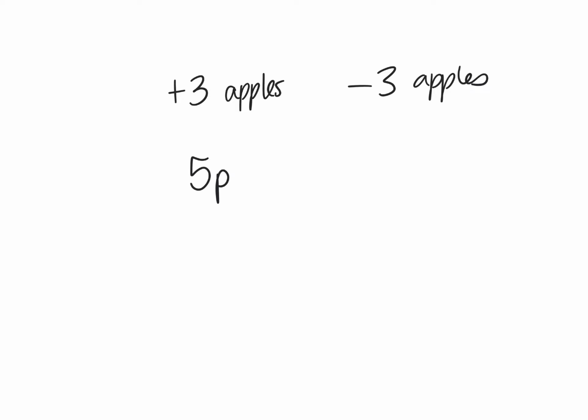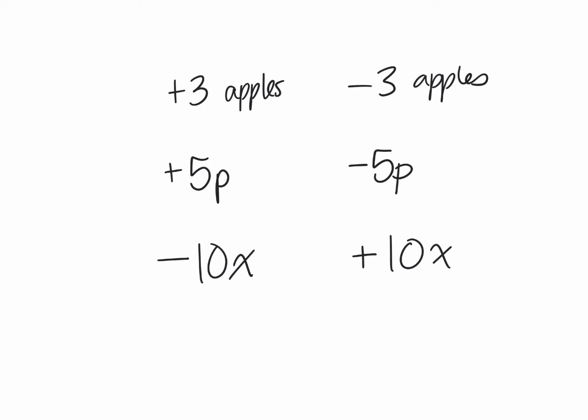If I had 3 apples, for example, how would I get rid of them? Take away the 3 apples. If I have 5 pears, how would I get rid of them? Take them away. If I have a negative 10x, how do I get rid of that? Add it. Add a 10x to it. So you remember this? This is the zero principle. You do the opposite operation, basically canceling it out and making it 0. All of these would be equal to 0.